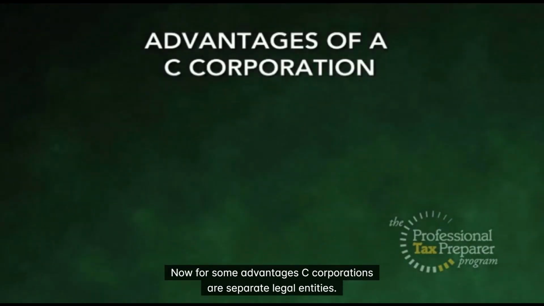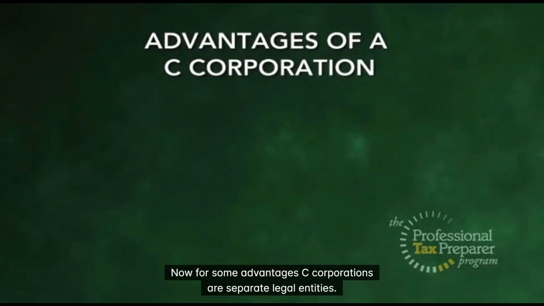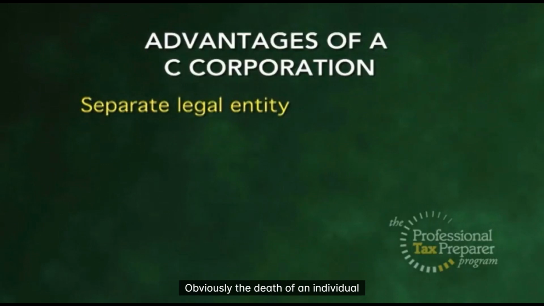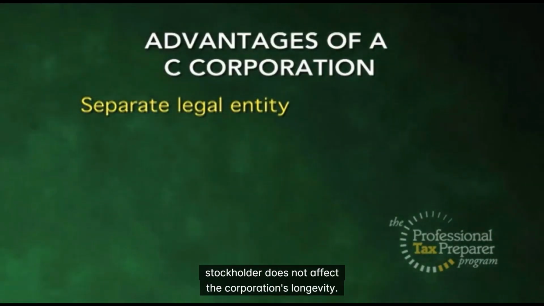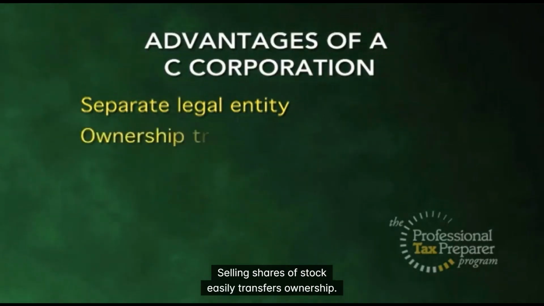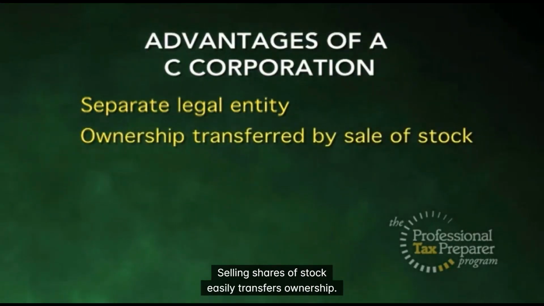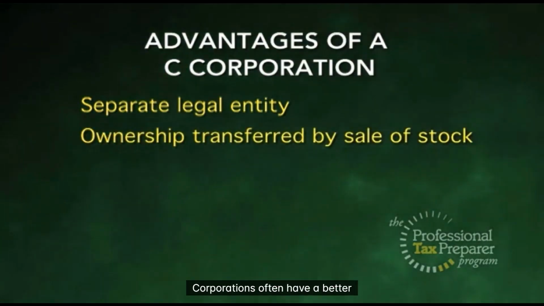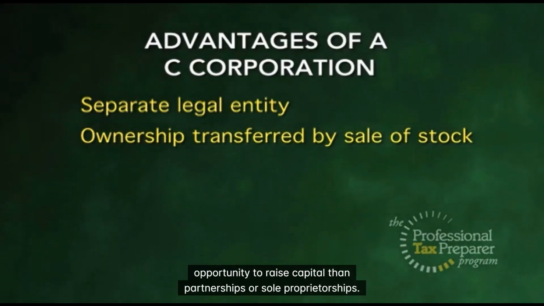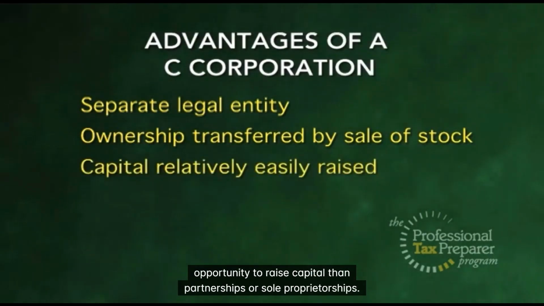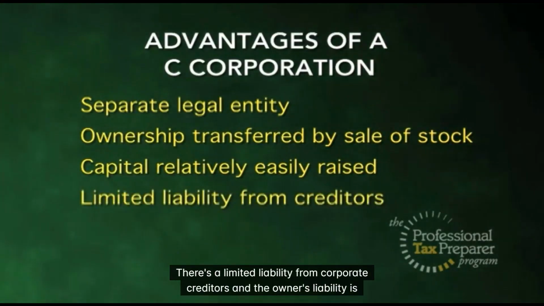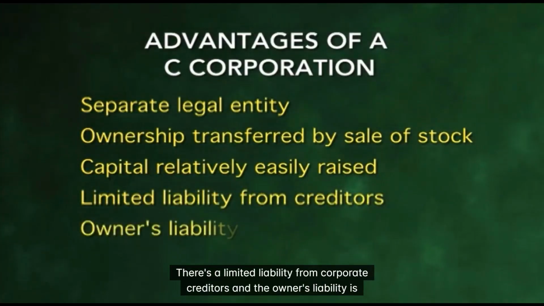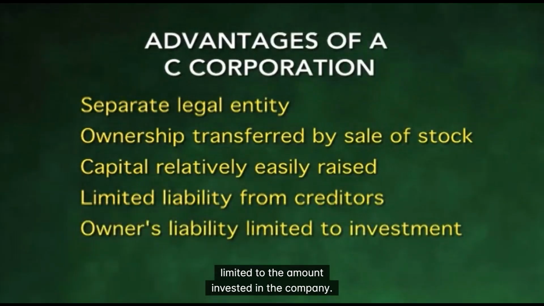Now for some advantages. C corporations are separate legal entities. Obviously, the death of an individual stockholder does not affect the corporation's longevity. Selling shares of stock easily transfers ownership. Corporations often have a better opportunity to raise capital than partnerships or sole proprietorships. There's a limited liability from corporate creditors, and the owner's liability is limited to the amount invested in the company.